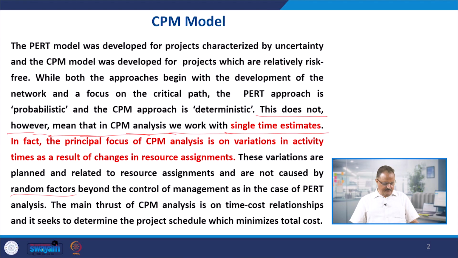And finally, our objective, the main thrust of the CPM analysis, is clearly written here. The main thrust of the CPM analysis is on the time cost relationship, and it seeks to determine the project schedule which minimizes the total cost, right. Project schedule which minimizes the total cost. So the objective is on the cost also, because total cost will be minimized. So the direct cost is increasing, but the total cost will be minimized if you reduce the time. How that will happen, I will discuss with you in the subsequent slides. So there is a twin objective.